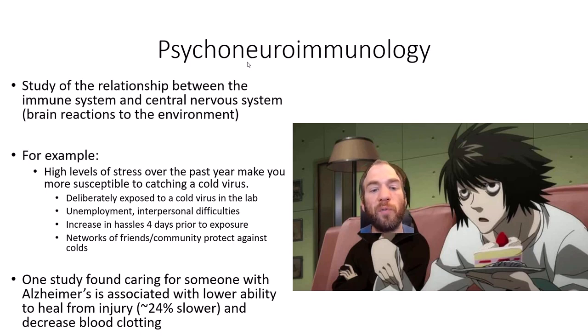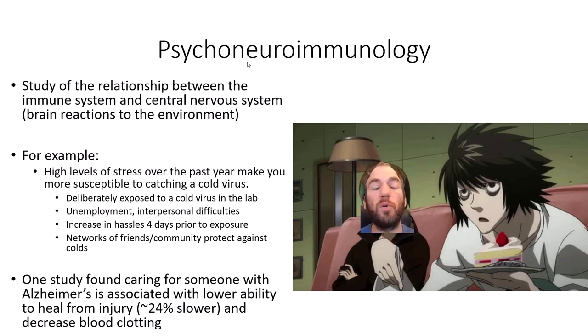People deliberately exposed to a cold virus in a lab: unemployment, interpersonal difficulties, and an increase in hassles 4 days prior to exposure increased susceptibility, while a network of friends and community protects against colds. One study found that caring for someone with Alzheimer's is associated with a lower ability to heal from injury and decreased blood clotting. So the idea here is that the immune system can be weakened due to chronic exposure to stress.